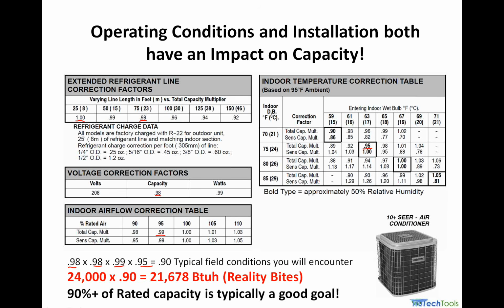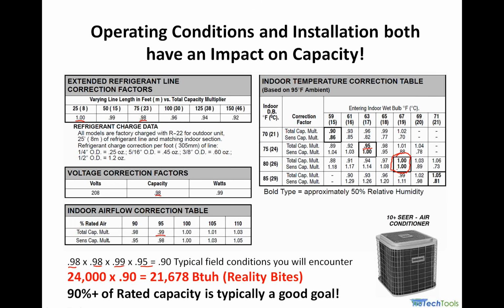And here's an interesting one. The equipment we talked about earlier in the presentation is designed and engineered for these conditions: 67-degree wet bulb at 80-degree indoor dry bulb conditions. 67 is 50% relative humidity. At those conditions, you'll get 100% of your rated total capacity and 100% of your rated sensible capacity, okay?